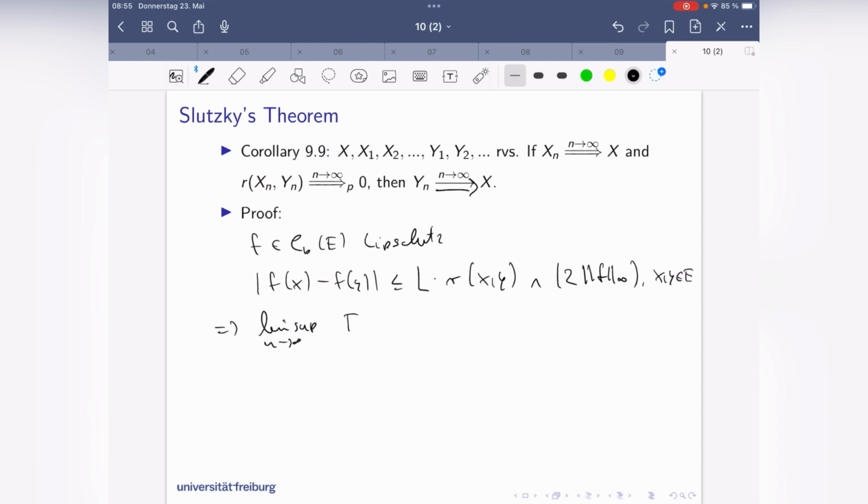Well, P of f of xn minus f of yn, like this here. I can bound this from above by taking the absolute value inside, and inside I have this p L times r of xn and yn, the minimum with the absolute value of f, like this here.